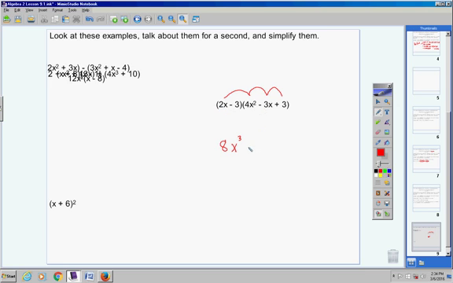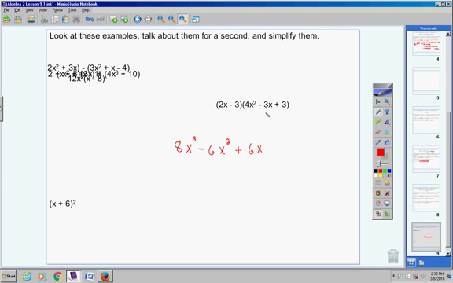Now watch your signs. Positive times a negative is negative. 2 times 3 is 6. X times x is x squared. Now, positive times a positive is positive. 2x times 3, that's going to be 6x. Alright, so I have taken the 2x and I've multiplied it through.